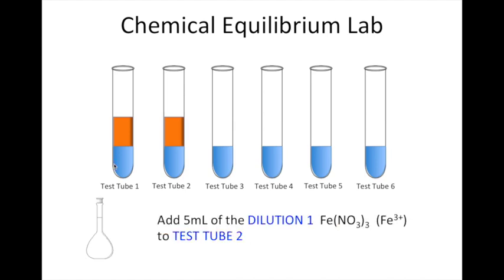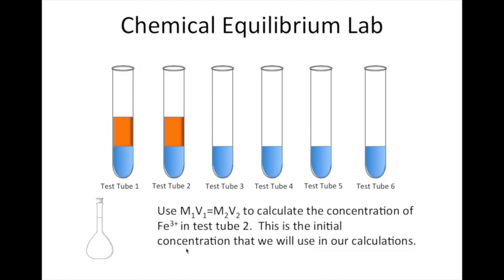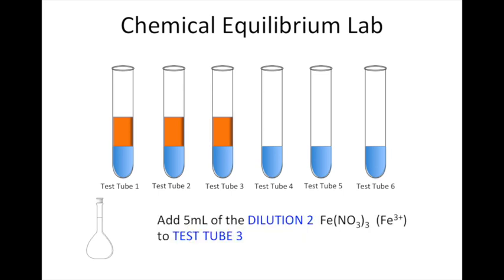Now we have to move on to test tube 2. We're not going to add the stock to test tube 2. We're going to take some of dilution 1 that we prepared previously and add 5 mils of dilution 1 of the iron into test tube 2. Now, again, same as before, when we add 5 mils into the 5 mils of thiocyanate, we're diluting it. So we need to calculate the concentration of the iron and the thiocyanate, just as we did before.